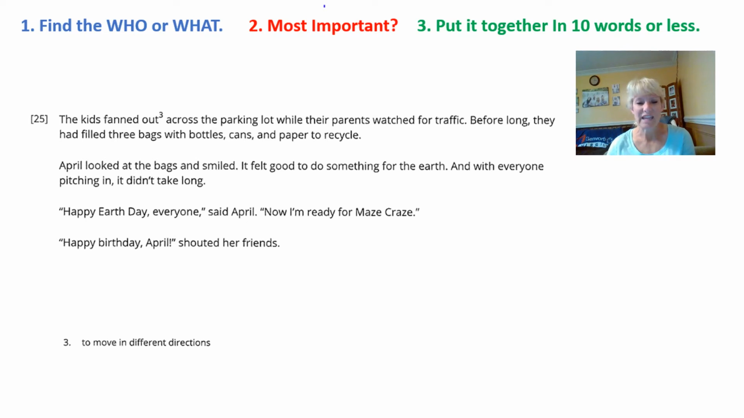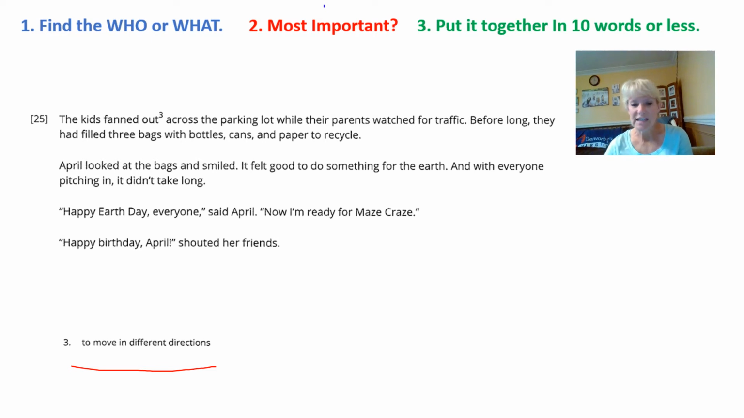The kids fanned out across the parking lot, and notice that fanned out, there's a number 3 down there, and at the bottom it says to move in different directions. So that's kind of a new vocabulary term, fanned out. So they're moving in different directions.